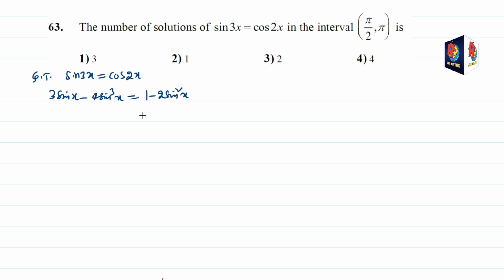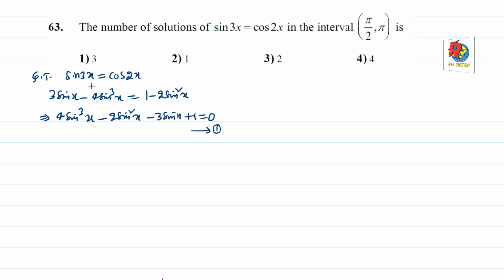If I take everything to one side, then you can observe this better. The left-hand side values we can move to the right-hand side. Then it will be 4 sin cube x minus 2 sin square x minus 3 sin x plus 1 equals 0. Let us assume that this is equation 1.